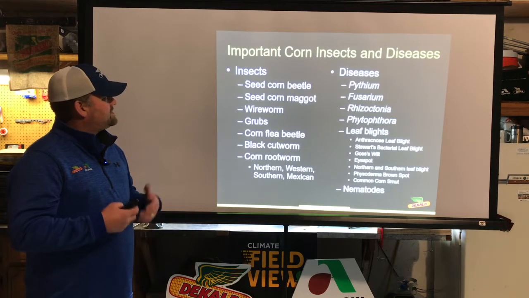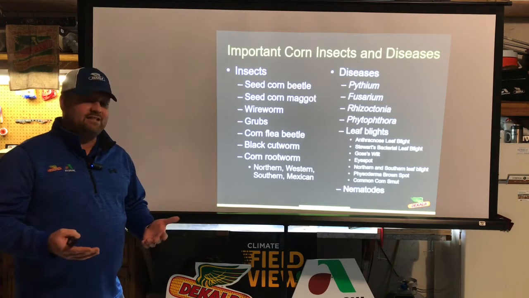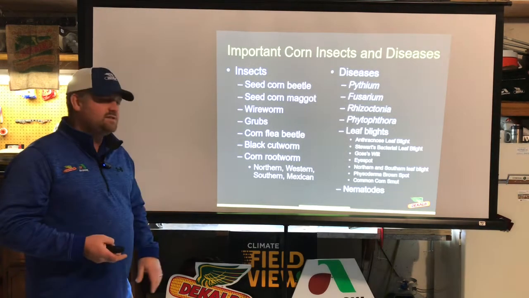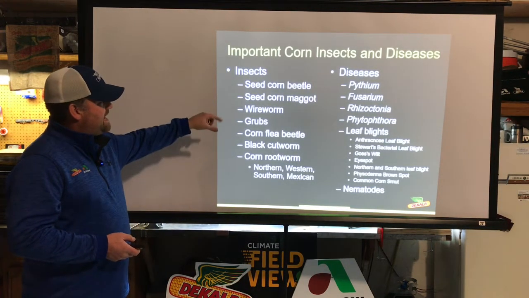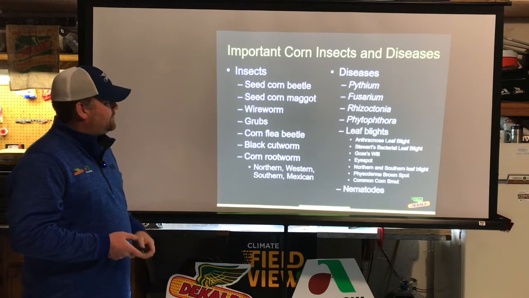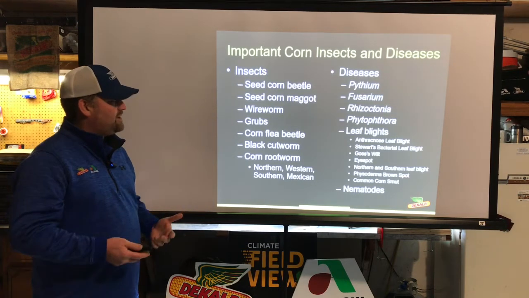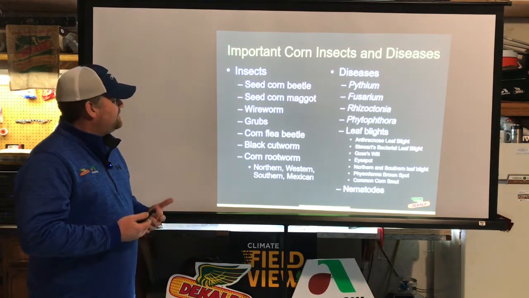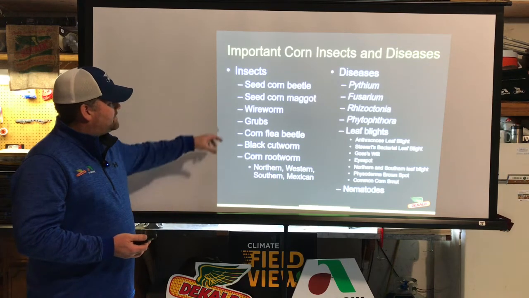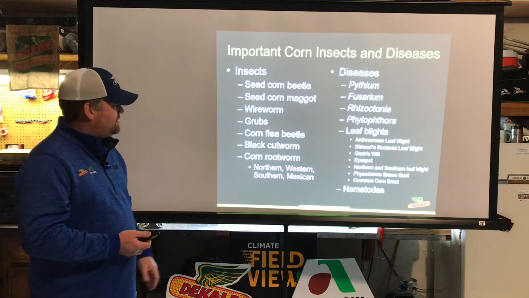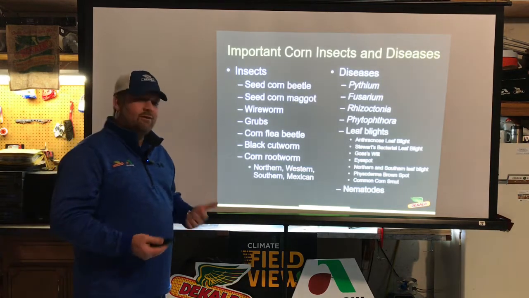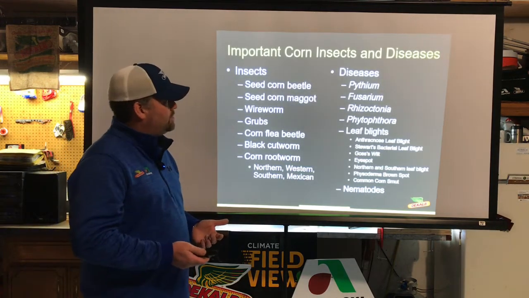So, some important corn insects and diseases. I'm not going to go in depth on all these today, but just some examples up there on the screen. Seed corn maggot, I have seen some of that a little bit, more so in your heavy residue, heavy compacted areas, on the insect side. Grubs off and on, maybe. Corn rootworm, we're always keeping track of that. Basically for us, really the northern and the western corn rootworm beetles.